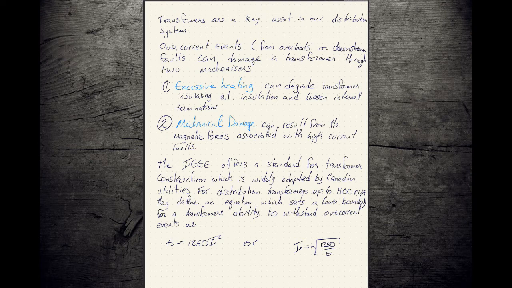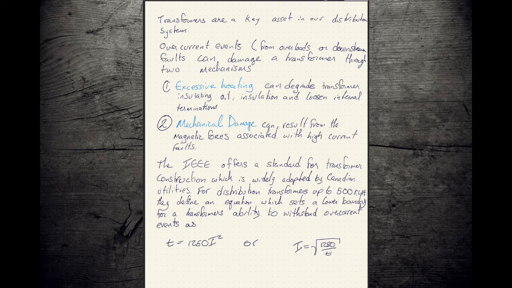Either through excessive heating, which causes connections to heat, which can make them become loose, or your insulating oil to degrade, or your insulation itself to degrade, and accelerate the aging, which leads to premature failure of your transformers.